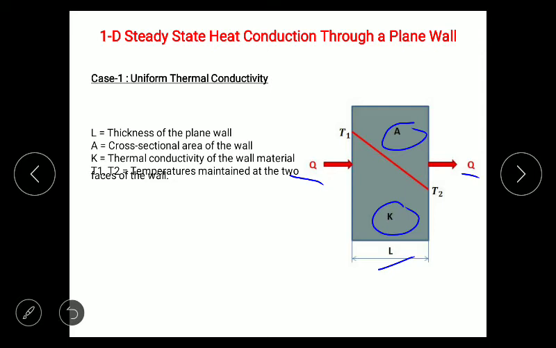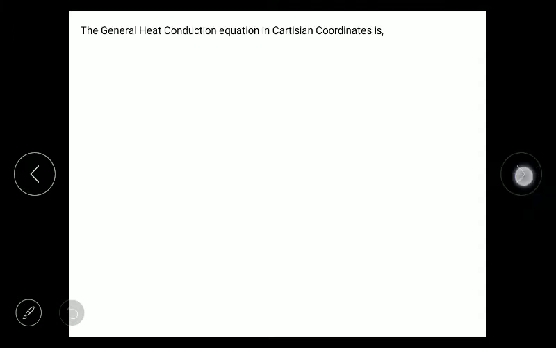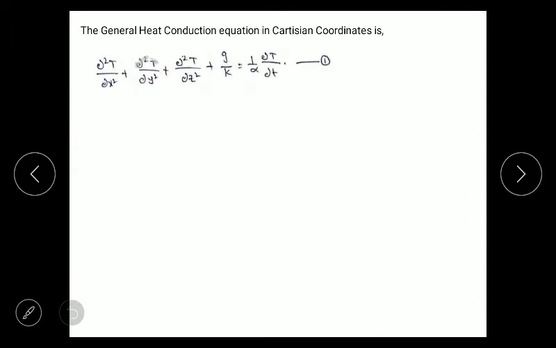Now, let us start the derivation. We know the plane wall falls under the Cartesian coordinates. So let us consider the general heat conduction equation for Cartesian coordinates: ∂²T/∂x² + ∂²T/∂y² + ∂²T/∂z² + g/k = (1/α) ∂T/∂t. This was the equation we already derived in the previous classes.